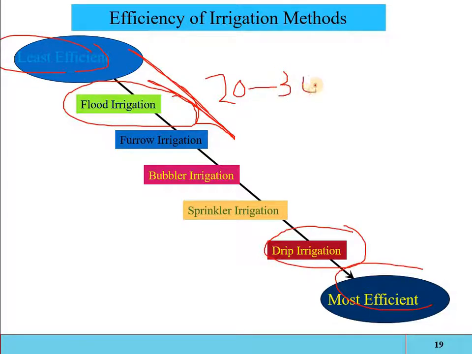The application efficiency, meaning the water stored in the root zone divided by the water entered into the system, is 20 to 30%, and for sprinkler irrigation that efficiency is up to, we can say, 80%, but for drip irrigation the efficiency is up to 95%. So this is the most efficient method. Sprinkler irrigation system and drip irrigation system, these two are called the high efficiency irrigation systems, or the pressurized irrigation systems.